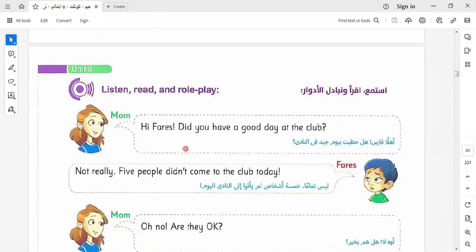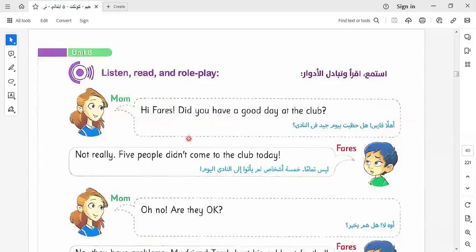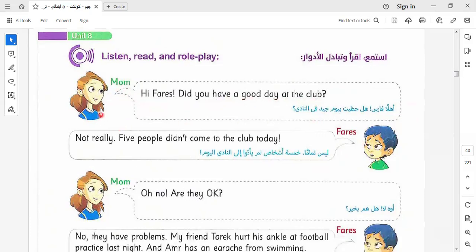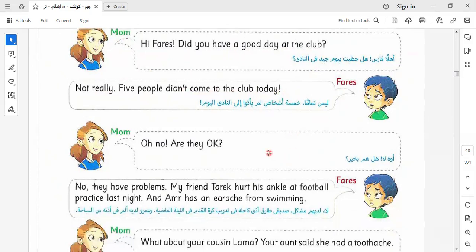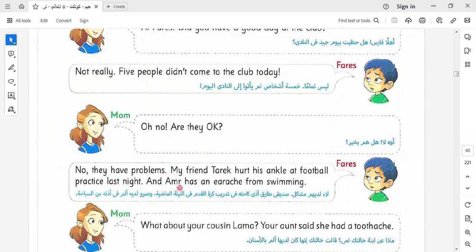Let's read this dialogue together. This dialogue is between Mom and Ferris. Hi, Ferris. Did you have a good day at the club? Mom is asking Ferris. Not really. Five people didn't come to the club today. So why didn't they come? Let's find out. Oh no, are they okay? No, they have problems. So they didn't come to the club because they have problems.